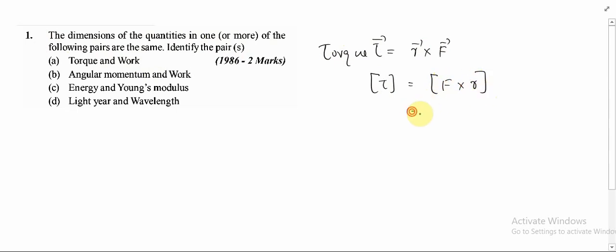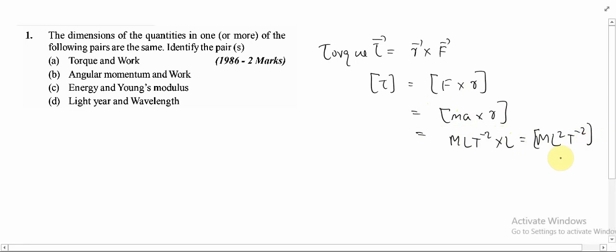Okay, so first we can take option A. Torque is defined as tau vector equals r cross F. So the dimension of torque will be the dimension of force into the dimension of distance r. Force is mass into acceleration and r is the distance. So this will be M L T power minus 2 into L, or this can be written as M L square T power minus 2. So that's the dimension of the torque.